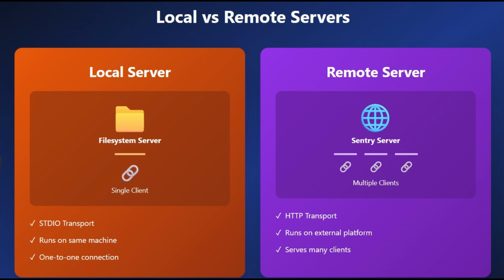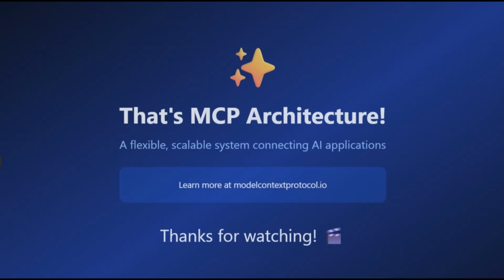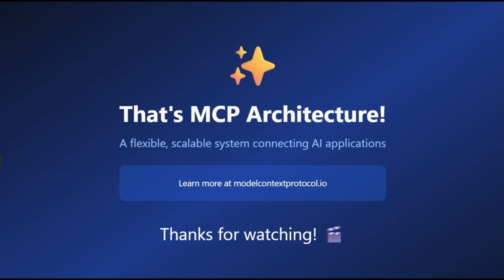And that's MCP architecture. A flexible, scalable system connecting AI applications to the context they need.